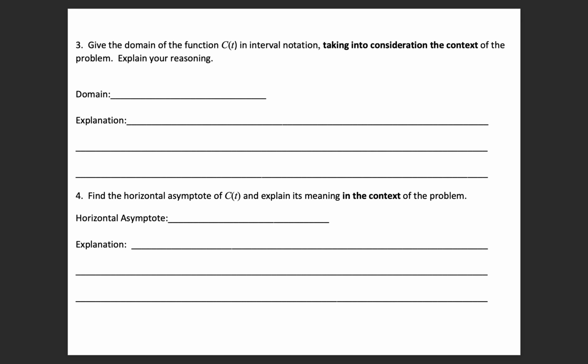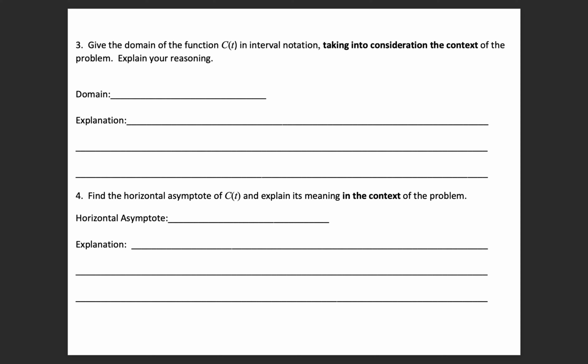For question number 3, it says to give the domain of the function in interval notation, taking into consideration the context of the problem. Explain your reasoning. So again, not taking into account the context for the domain, just in functional terms, I had the set of all real numbers.